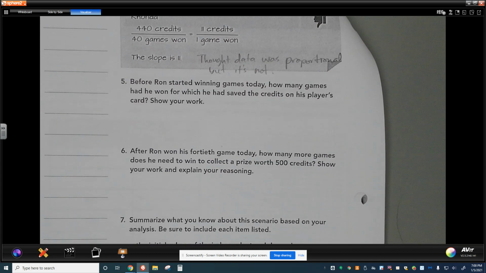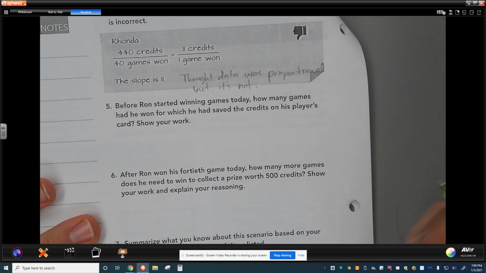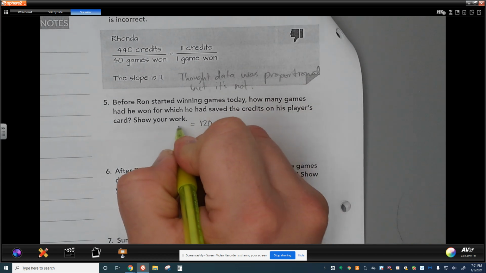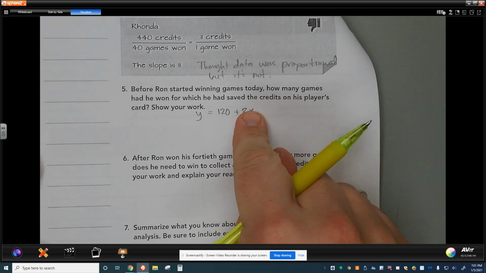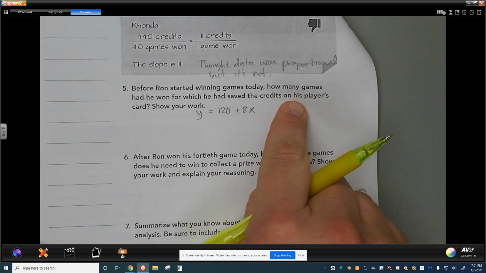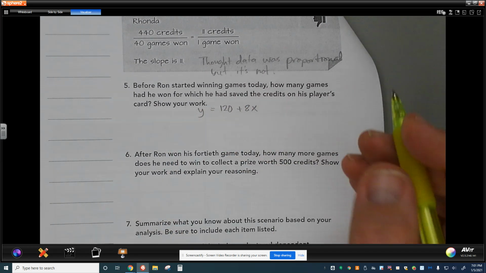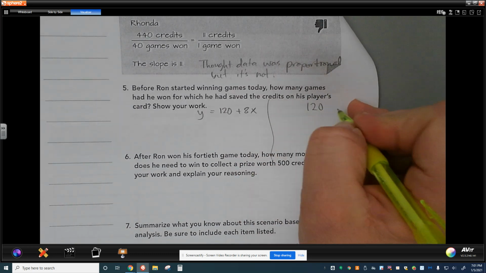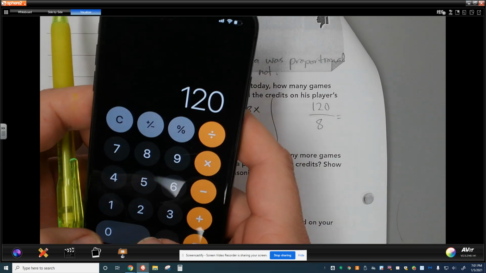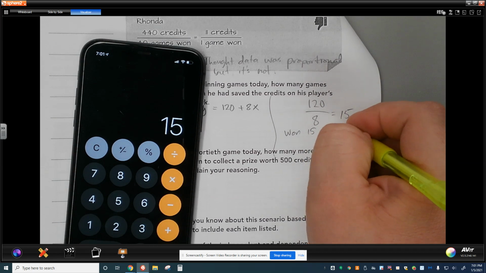Okay. So before Ron started winning his game today, how many games had he won for which he had saved the credits on his player card? Remember yesterday we were talking about how to write an equation. We found out that he started out with 120 credits and he was adding 8 credits for every game won, which would give him a total number of credits. The equation is a little bit funny with this, and so we're actually going to have to disregard this concept for the moment. We're going to have to think about this. If he already had 120 credits, he was getting 8 credits per game. 120 divided by 8 is going to be 15 games. So we know that Ron won 15 games before today.